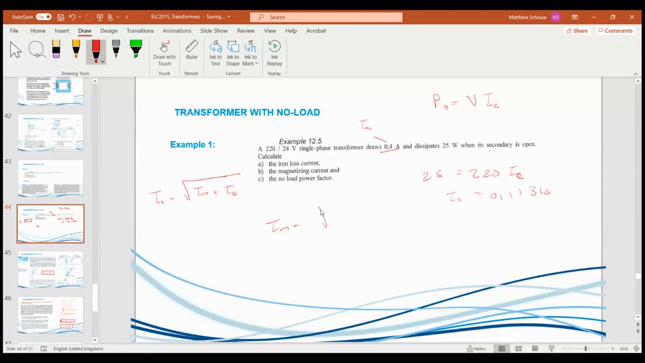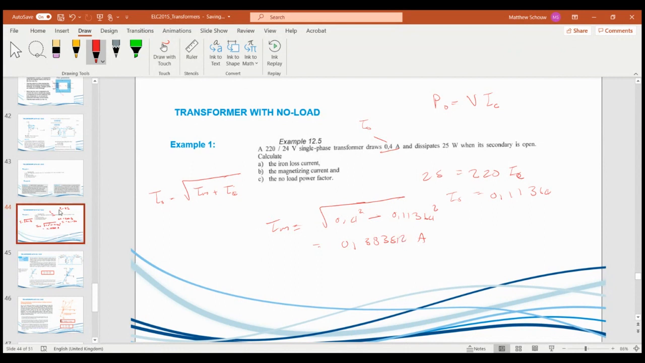So I mag is going to be, which is the iron part, 0.4 squared minus 0.11364 squared. And if you do that, you get 0.3835 amps. Cool. Yeah. Thank you, Mr. Casimiro. That is correct. 3512.